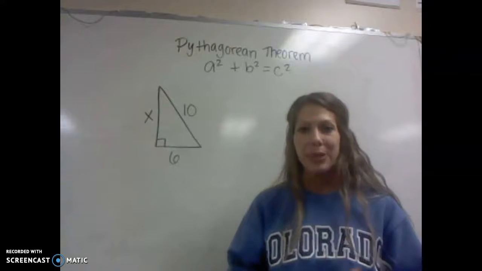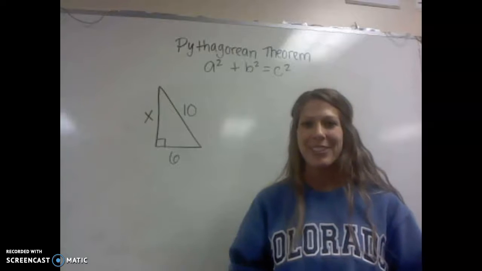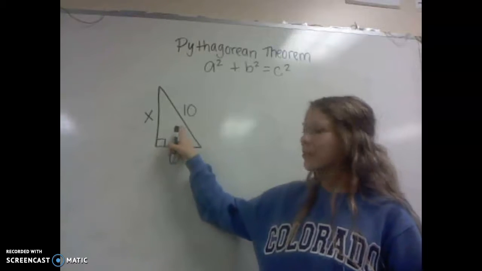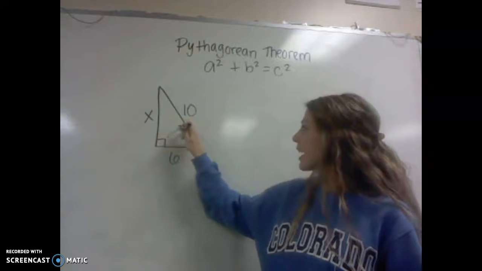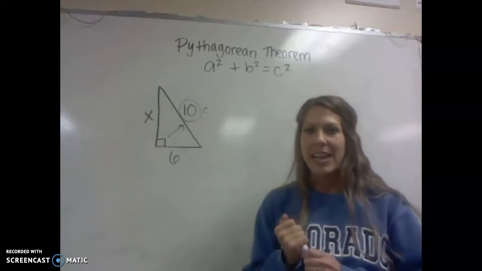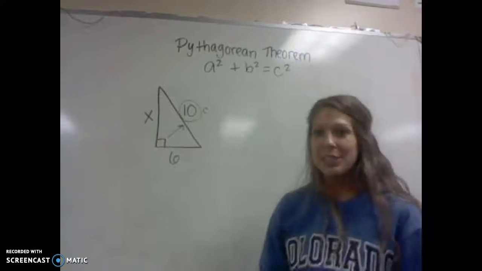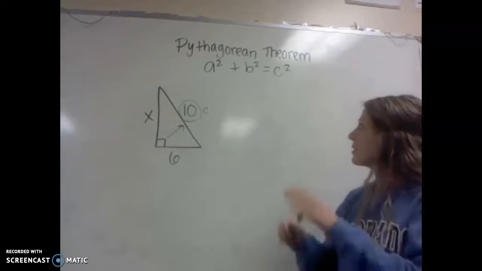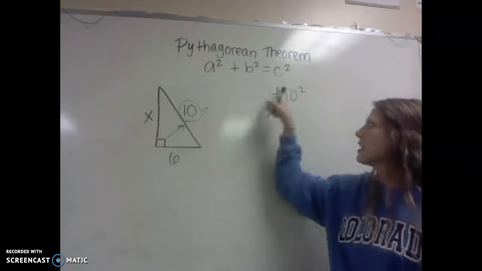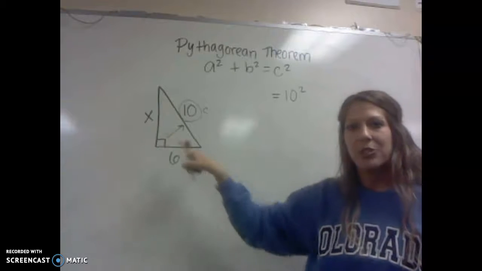And the one that's important to us is the c. C is the hypotenuse, and if you're ever not sure which one's the hypotenuse, it's always the side that's across from the right angle. So in this case, our hypotenuse is the 10 because it's across from that right angle. And the hypotenuse is always the longest side. So when we set up a squared plus b squared equals c squared, we know that our c is 10. So c squared is going to be 10 squared. Now for a and b, it doesn't matter which one goes where.